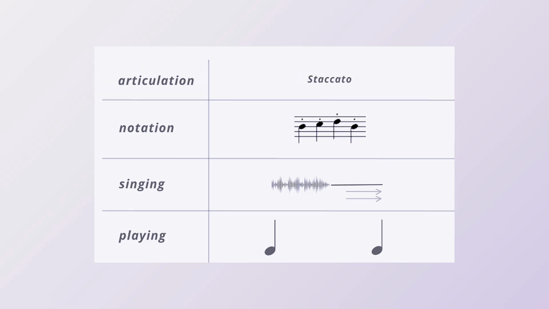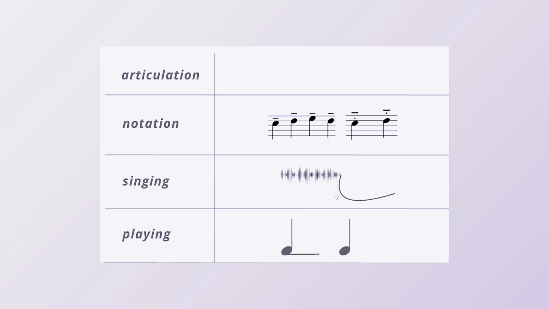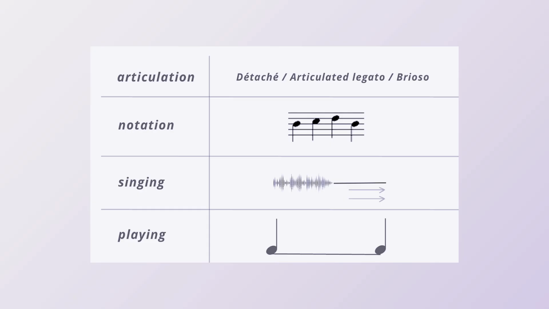Most urtext editions contain very few articulation markings. While there is no absolute rule regarding correct or incorrect articulation, it is essential to decide clearly which articulations you will use. Any uncertainty, mental or physical, will create tension and affect your playing. Common articulations include non-legato, staccato, two-note slur, tenuto, accent, and détaché, also known as articulated legato or brioso.